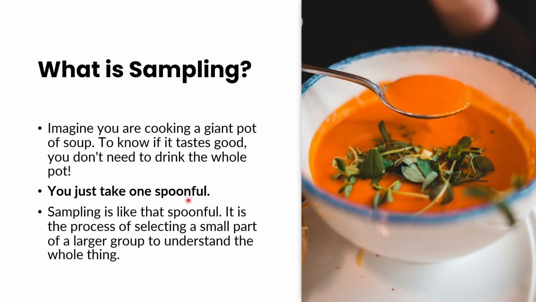So here, just by tasting one spoon of soup, you have an idea about the taste of the soup in the entire pot. So sampling is like that spoonful. It is the process of selecting a small part of a larger group to understand the whole thing. Fine?